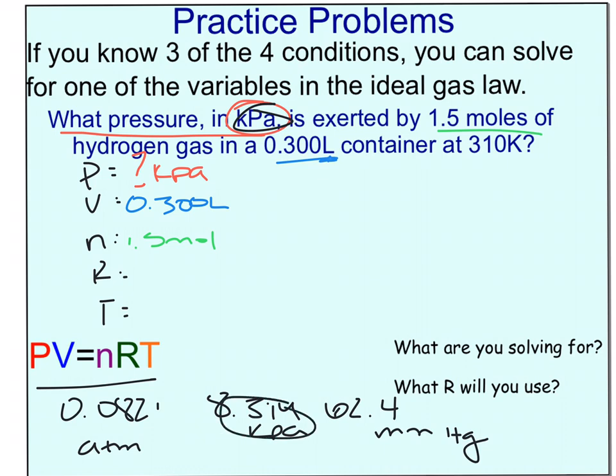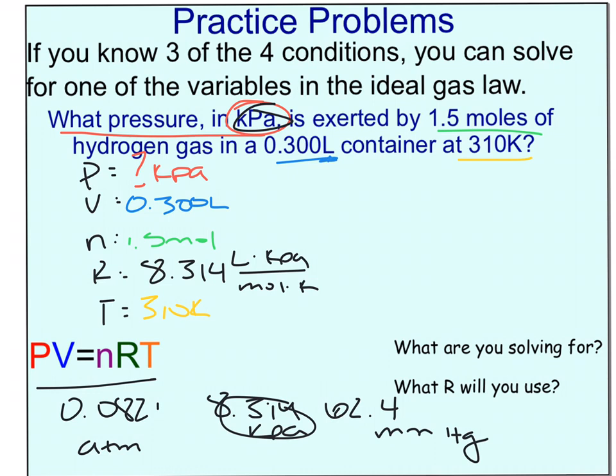So R will be 8.314. I'm going to plug in the whole unit for right now. So the unit for R is liters times kPa over moles times Kelvin. I'm going to show you how that plays out here in a second, okay? Then temperature is my last one, and that's 310 Kelvin.